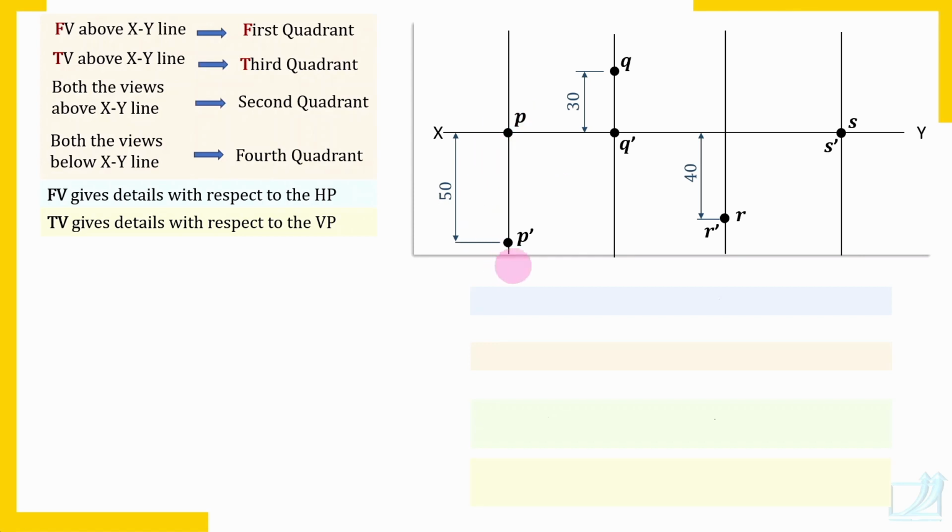So how do we describe the position of point P? Point P is not in any particular quadrant. We say that it is in the VP but 50 millimeters below HP. So point P is 50 millimeters below HP and in the VP. Now watch here, point Q. What is the distance of point Q from HP? 0.